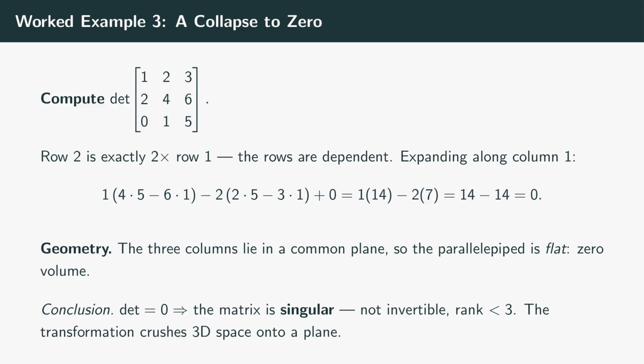Let's see a determinant come out 0 and read the geometry from it. Take the matrix with rows 1, 2, 3, then 2, 4, 6, then 0, 1, 5. Notice the second row is exactly twice the first. The rows are dependent. Expand along the first column.